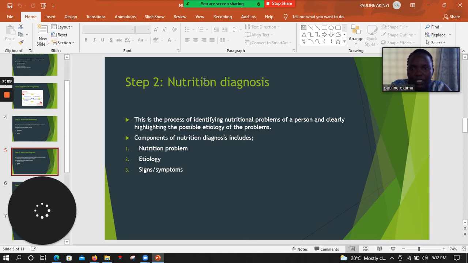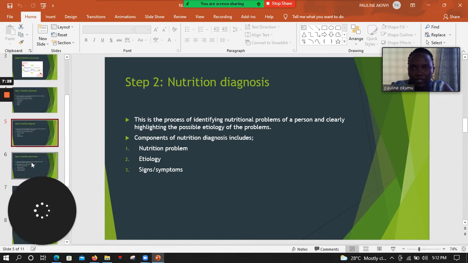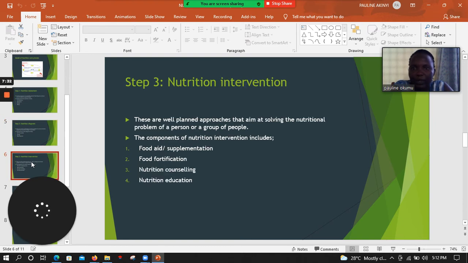So that makes the components of nutrition diagnosis, and there are 3 components: the problem, which was identified in step 1, the etiology, which is the cause of the problem, and the signs and symptoms of the problem. So after doing a diagnosis on the nutrition problem, we come up now with an intervention, and that brings us to step 3, which is nutrition intervention.